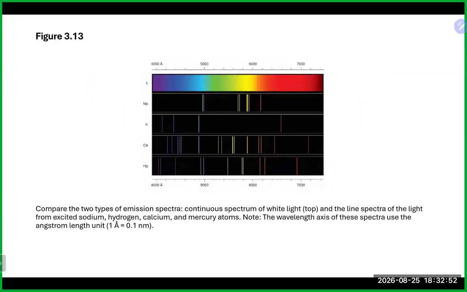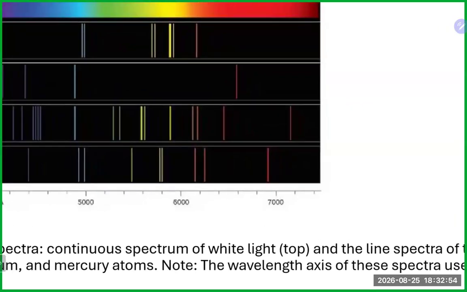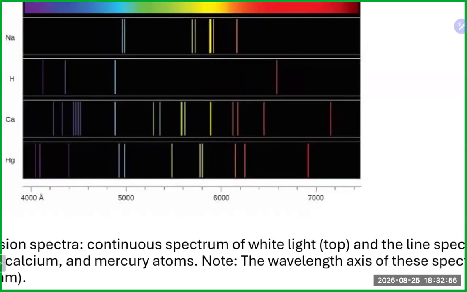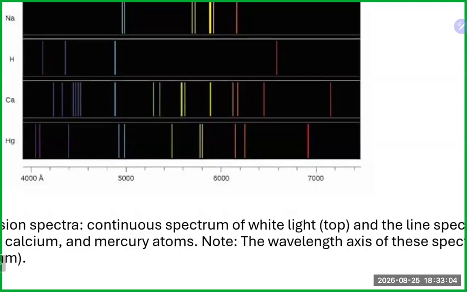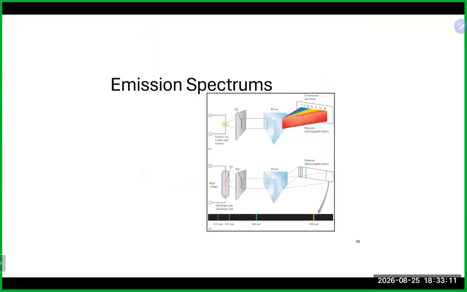Here is an example of some different line spectra. And again, much like you'll see tonight, you'll see some different lines coming off. Each of these lines represents electrons transitioning between different energy levels, giving off energy in the form of a different wavelength, which comes out in this spectrum.